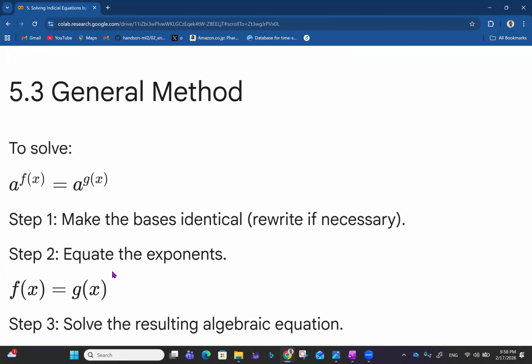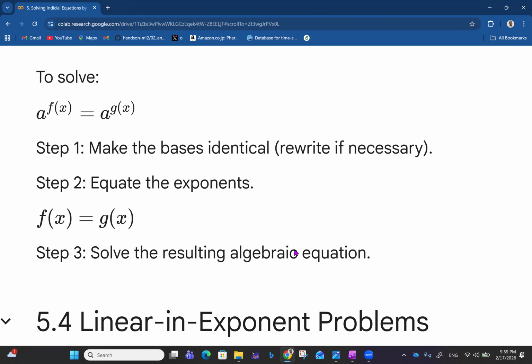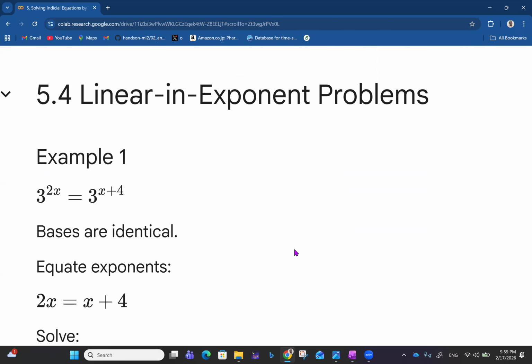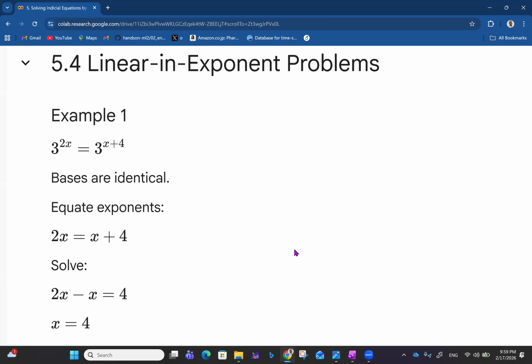So the general method for approaching this is what we've said already. To solve a raised to power f of x equals a raised to power g of x: Step 1, make the bases identical if they are not already identical, so you may have to rewrite if necessary. Then after that, you equate the exponents or the indices, and then you solve the resulting algebraic equation. At that level, it now becomes like a regular polynomial equation, which we have already learned how to solve in the playlist I did on polynomial equations. And then we go to 5.4. Here we deal with some examples. We start dealing with examples already.